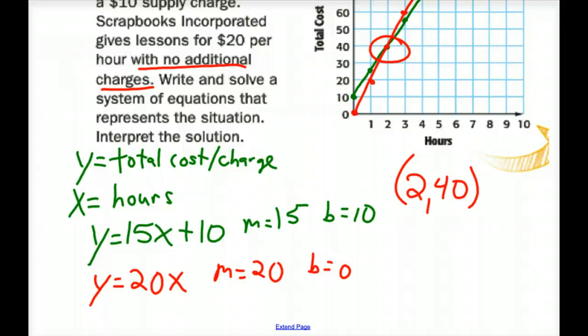They both get $40 for 2 hours. Very good. That's where they're the same price for 2 hours. All right. So tonight you don't have any word problems, but just like the first 3.